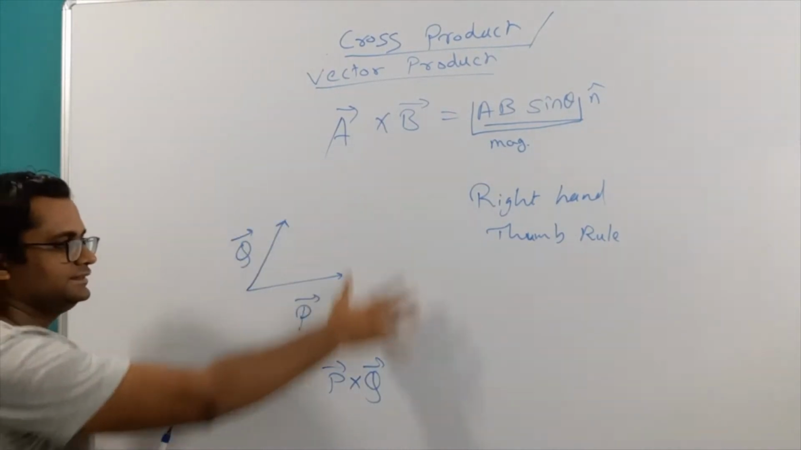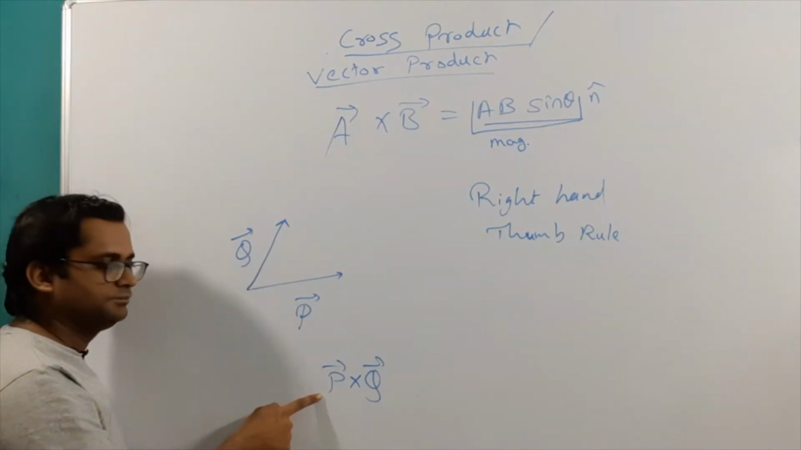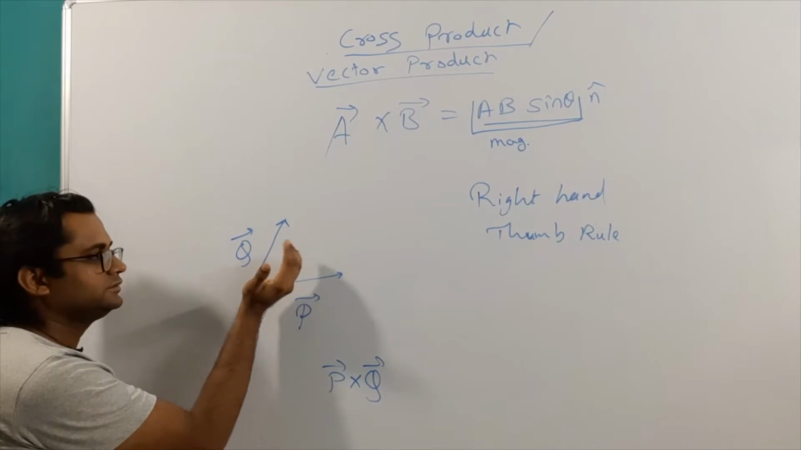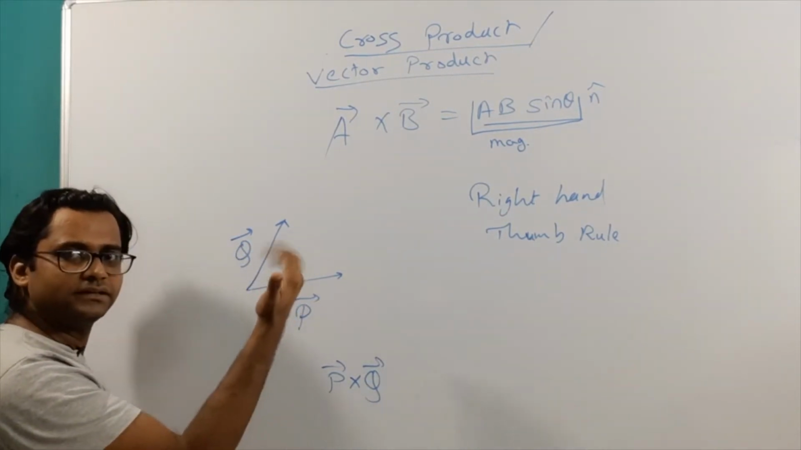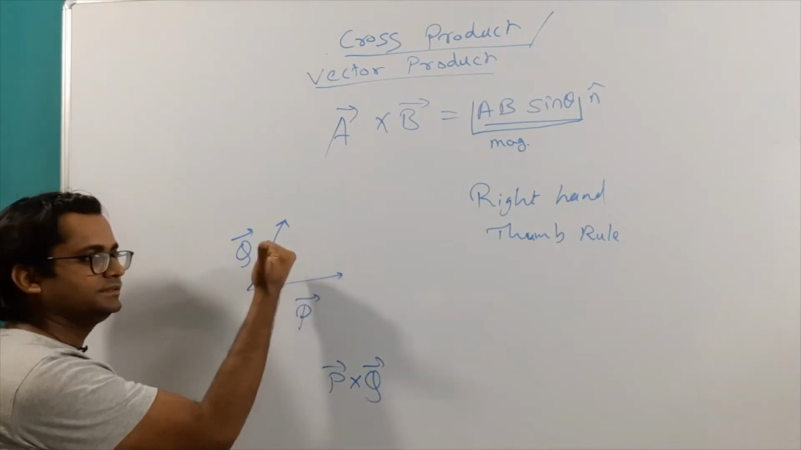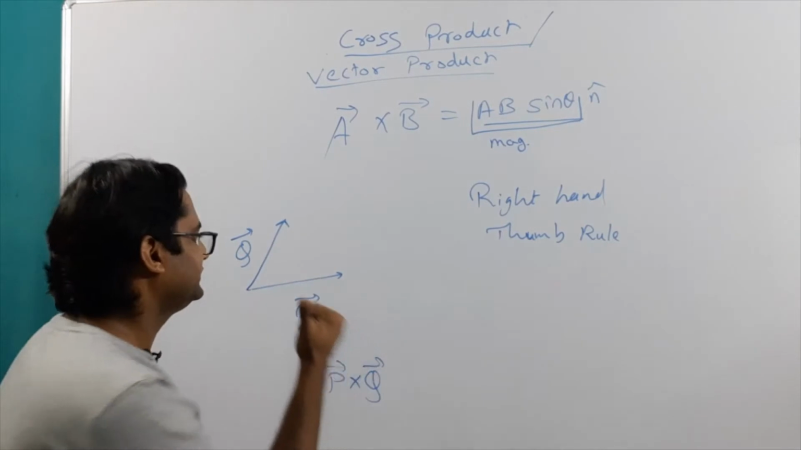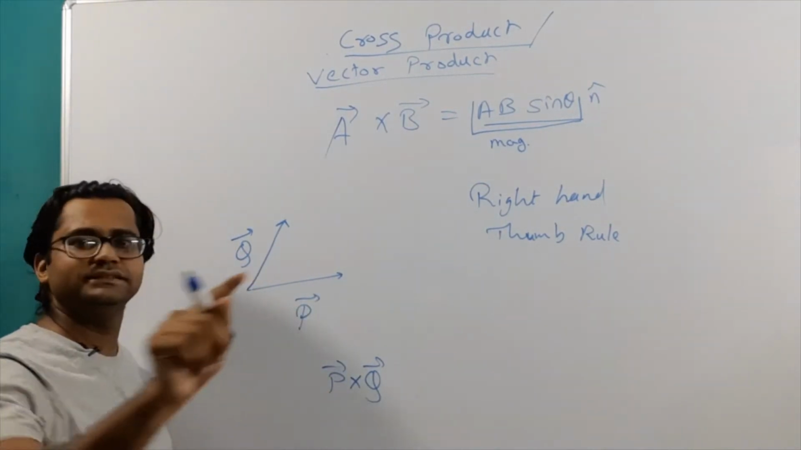If this is our plane, this is my first vector, this is my second vector, P bar cross Q bar, first vector cross second vector. So we rotate the first vector towards the second vector like this, using our right hand fingers, and the direction of the thumb shows the direction of the resultant vector. So the resultant vector P bar cross Q bar is in this direction.